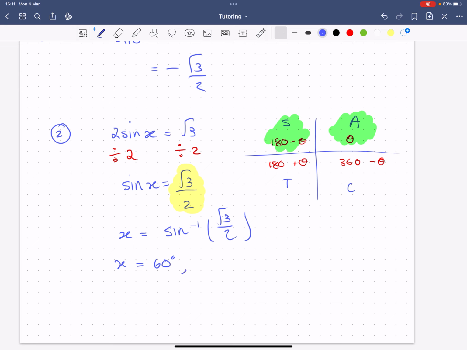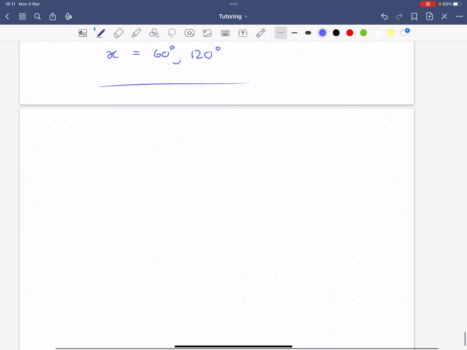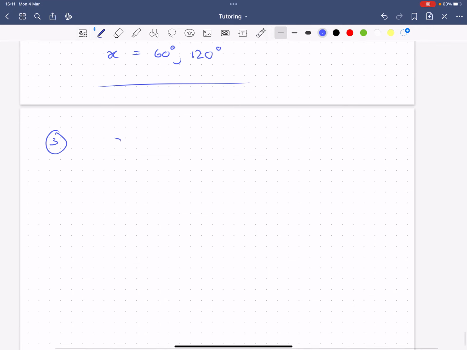Now the second quadrant tells us 180 minus, so we're going 180 minus 60. So x is 60 degrees or 120 degrees. If you type in sine of 60 or sine of 120 into your calculator, both of them will give you root 3 on 2 or 0.866. Okay, example 3, we're going to solve sine of x is equal to, actually we might do cos of x is equal to a half.